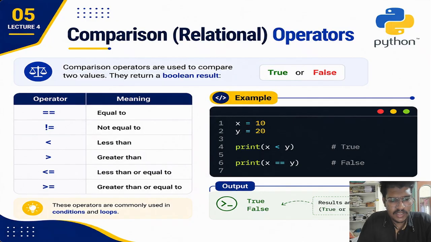The next one is the less than operator, which returns true if the left value is less than the right value. The next is greater than, which returns true if the left value is greater than the right value. The next is less than or equal to, which returns true if the left value is less than or equal to the right value. And the last one is greater than or equal to, which returns true if the left value is greater than or equal to the right value. Okay.